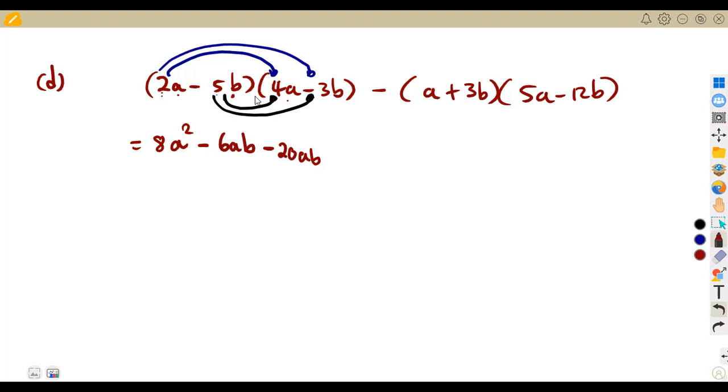Then I move on to the 5b and the last term. So take note, it's a minus here, it's a minus there. So we're going to consider this as a positive. Negative times negative, that's a positive, right? Then if I multiply these two numbers, I'm going to obtain 15, and b times b, which is b squared. So it will be a positive 15b squared, all right?